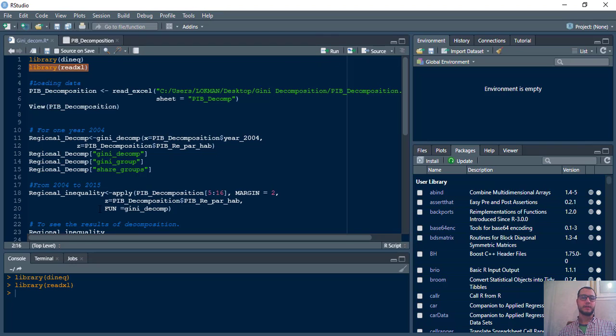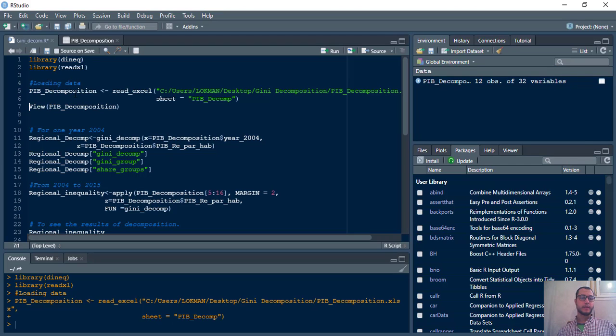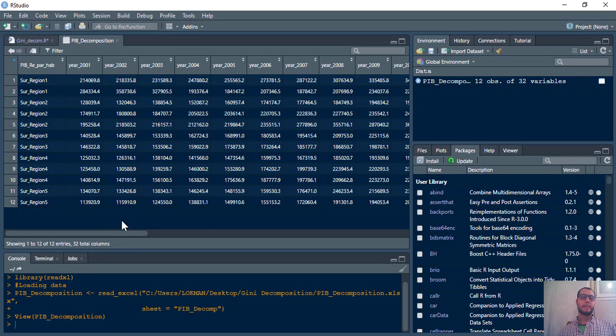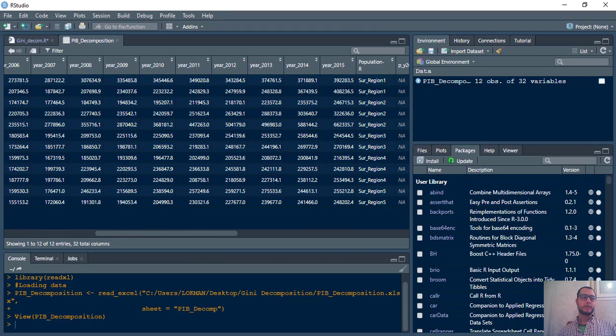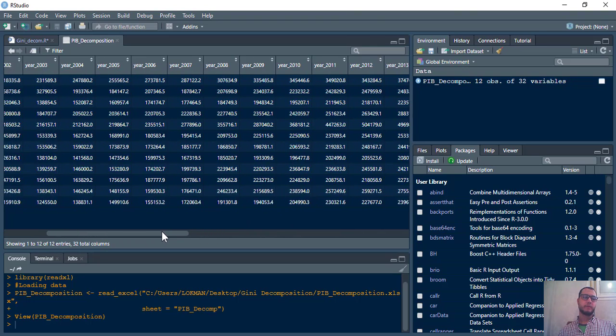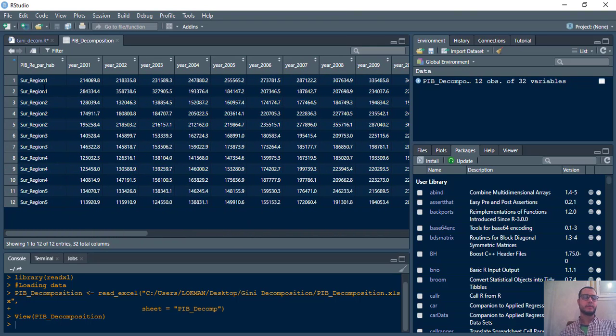So I will start by loading my data. Here's my data. View data. This is my data. My data is the PIB per capita from 2001 to 2015. This is the original PIB per capita, and I have 5 sub-regions.